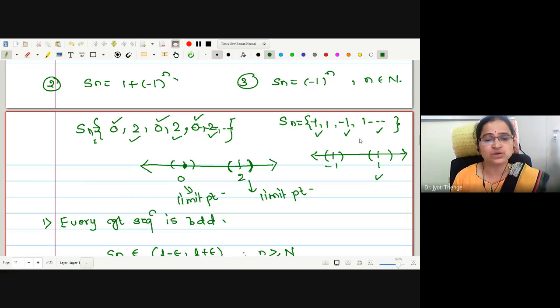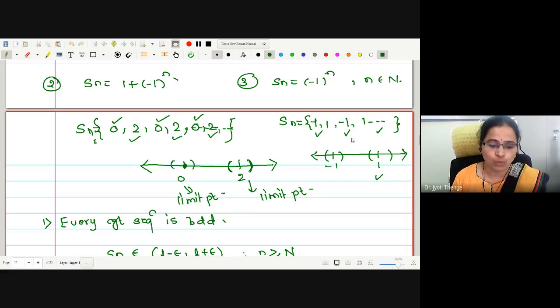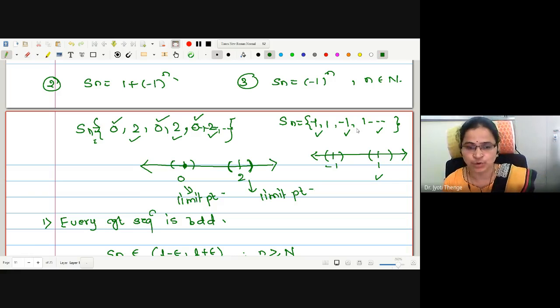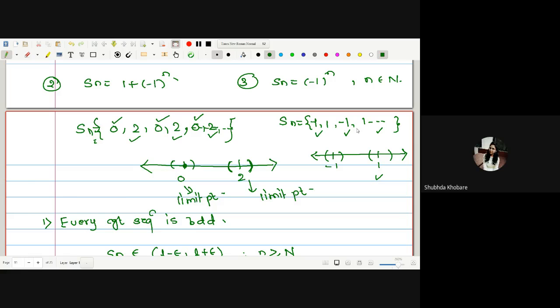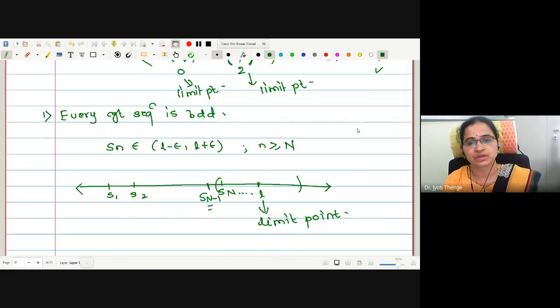A sequence is said to converge if it has a unique limit point, only one limit point. Is this point clear to everyone? Every convergent sequence is bounded, but a bounded sequence may have many limit points.